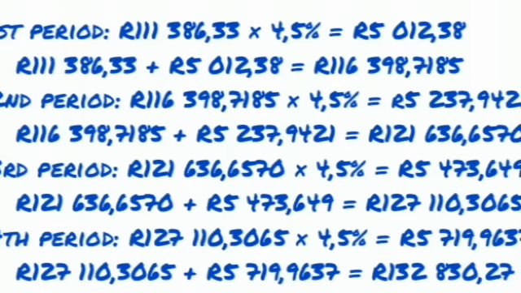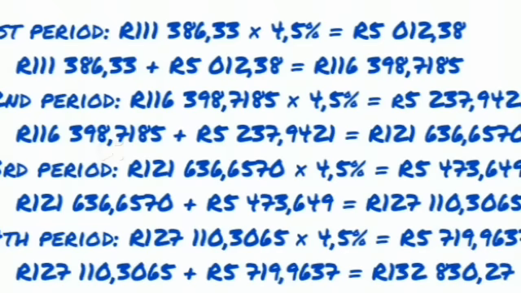And then in the second period, we start with the end of the first period, which was 116,398.7185, multiply again with 4.5%, and it's going to give us the interest of 5,237.9421. We are going to add that back to the principal of 116,398, and it gives us 121,636.6570.